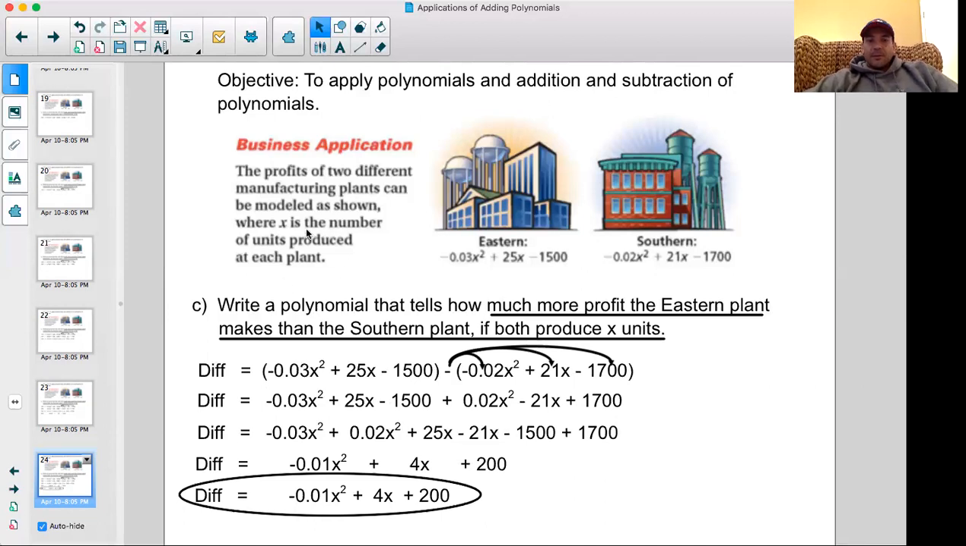So at this point then, we've seen that you can substitute a number and evaluate a polynomial, even in a real world application. You can find reasons to add polynomials, and you can find reasons to subtract polynomials in the real world.